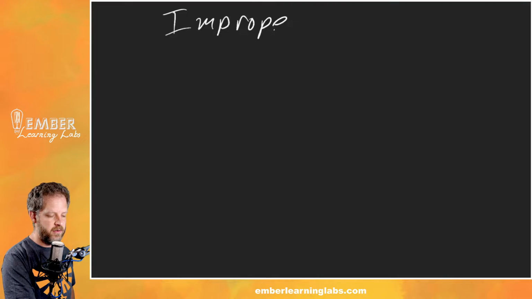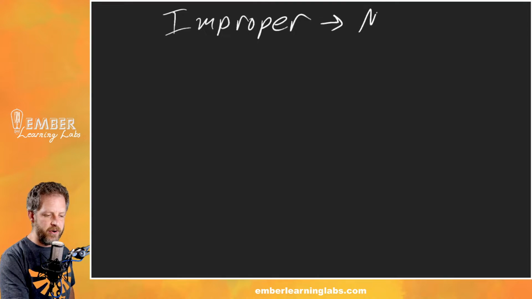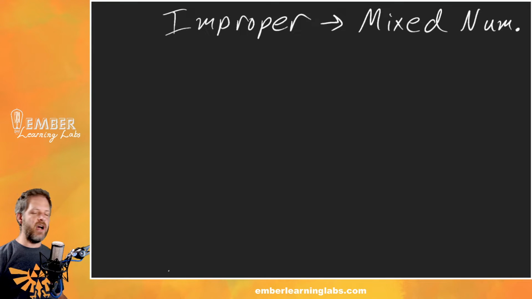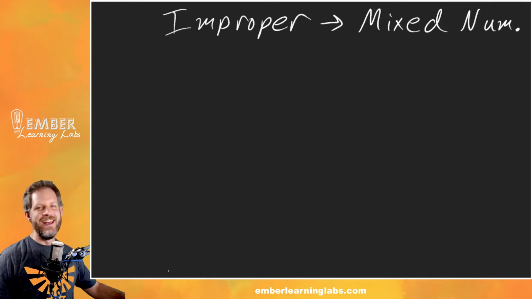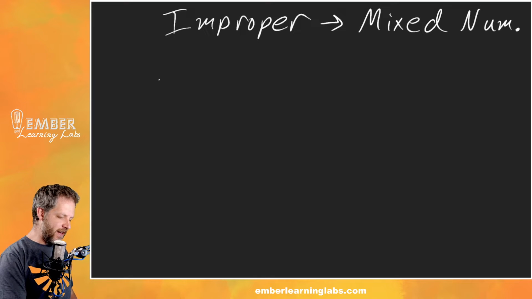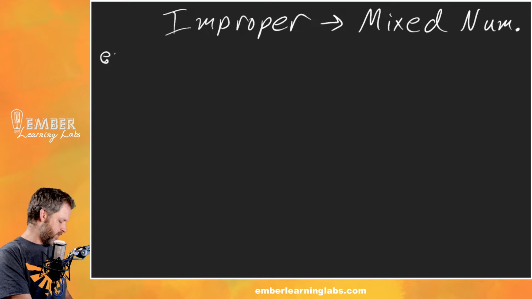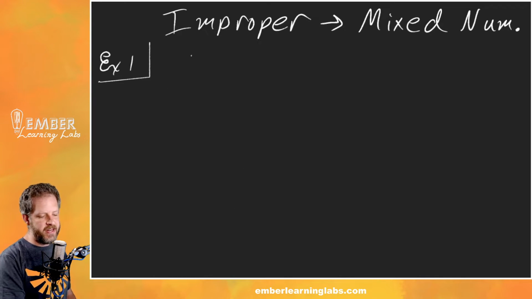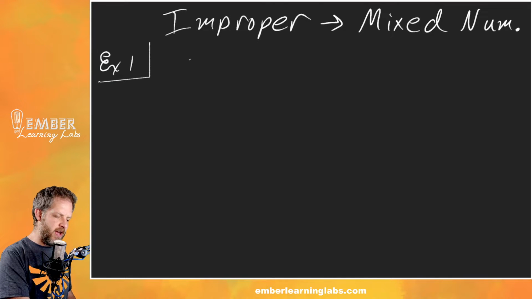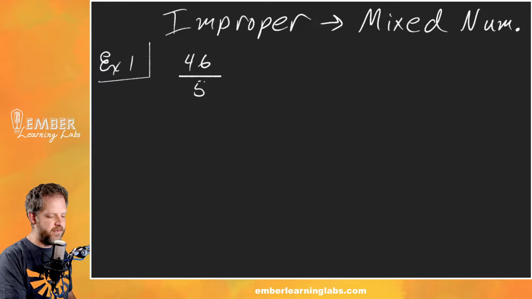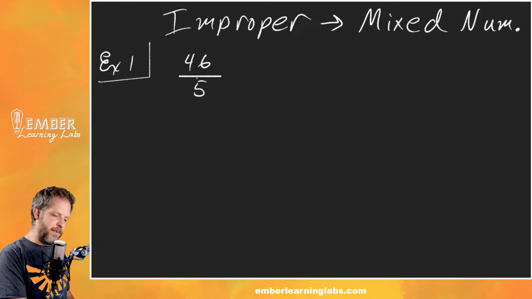So converting from improper fraction to mixed number, that's where we're going to start. Improper to mixed number. Ran out of space, put a dot, number. That'll work out fine. You can write in an actual reasonable handwriting size on your paper, but we'll be fine, right? So doing that, we'll start out with Example 1. Example 1 is going to be taking, let's say, 46 over 5. Okay, we want to convert this improper fraction to a mixed number.